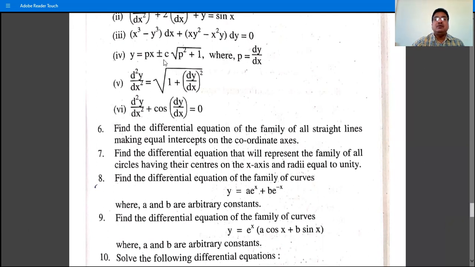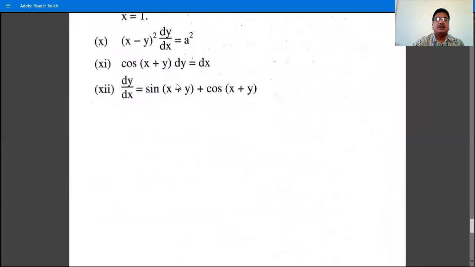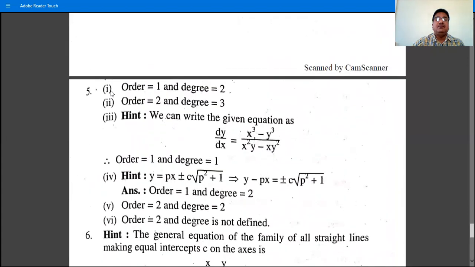In order to remove this root sign, we shift this px to LHS. So y minus px is equal to plus minus c root p square plus 1, then squaring both sides. Similarly here, squaring both sides, so we have [d square y by dx square] whole square is equal to 1 plus [dy by dx] whole square, and then find the order and degree. Similarly, this example. The answer of order and degree of each example is given.